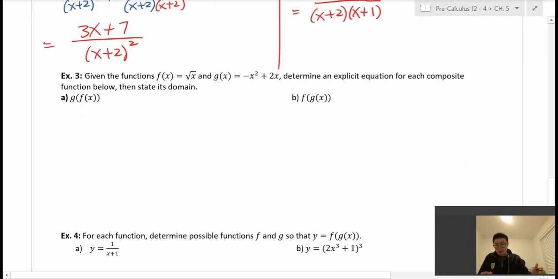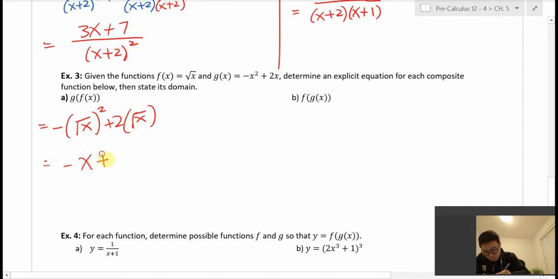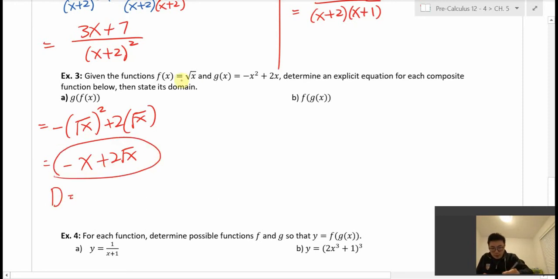Okay, so I'm assuming you're finished. Let's see here, g of f. We are putting the f function into g, so this is going to be negative x squared. So instead of x squared, it's going to be root x squared, plus 2 times root x. This is going to be negative x plus 2 root x. So domain, if you just look at this, it's actually the same as this one because you end up with a root x term. So x would have to be bigger than or equal to 0, so not a problem.